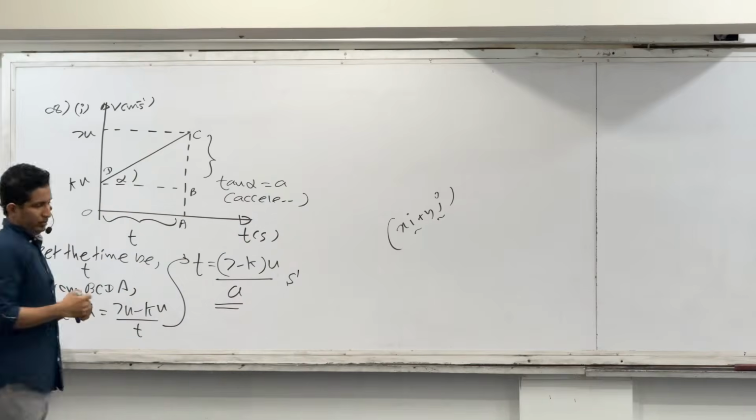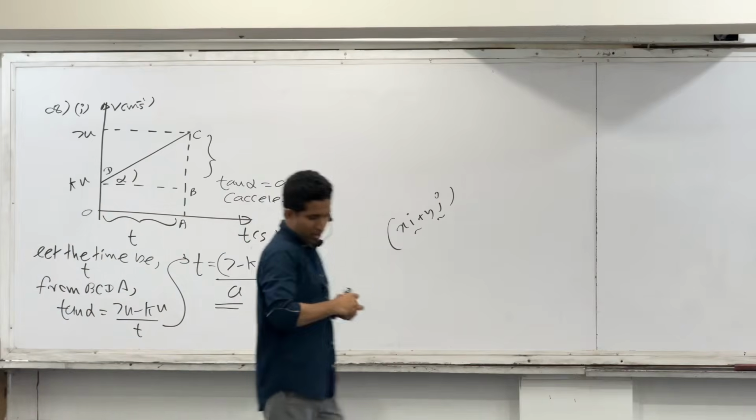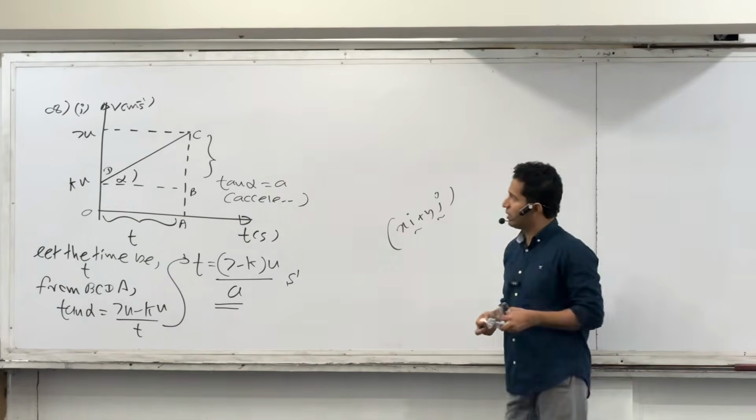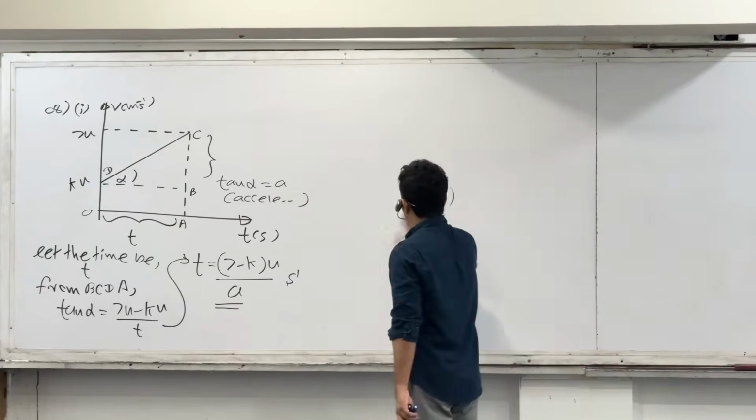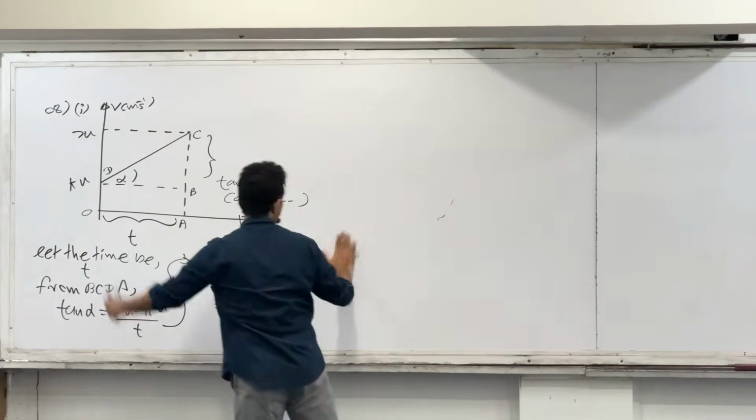What else do they ask? The displacement. The displacement when the velocity is 7u represents this area.